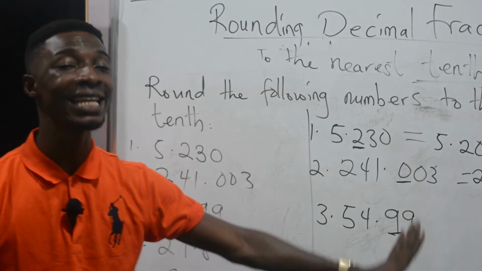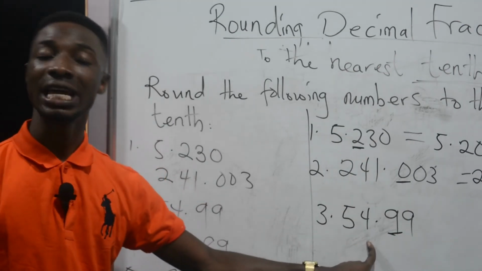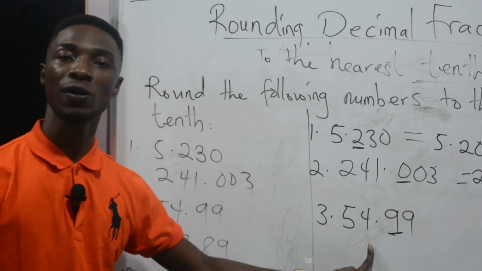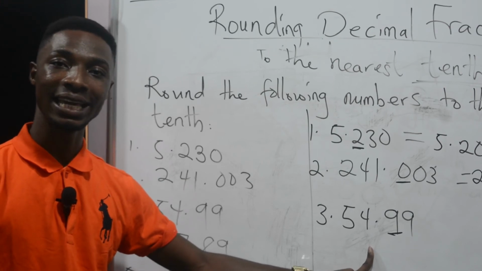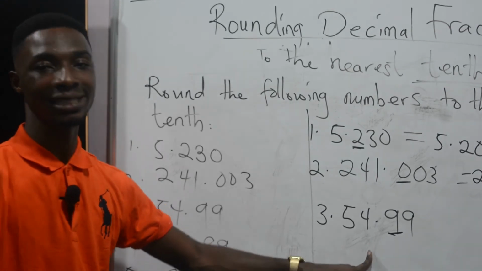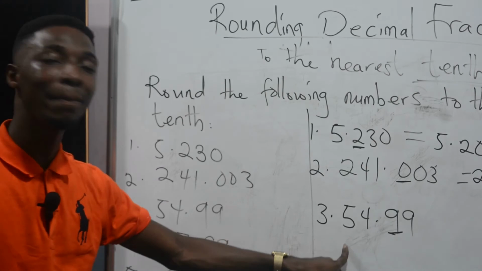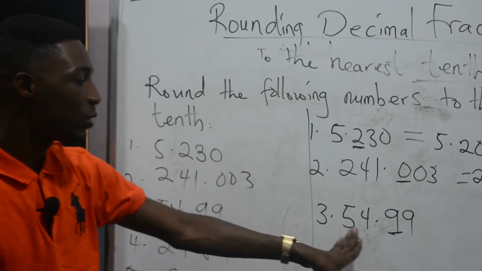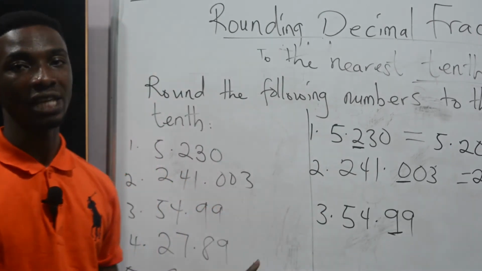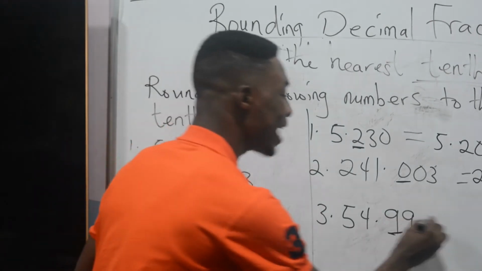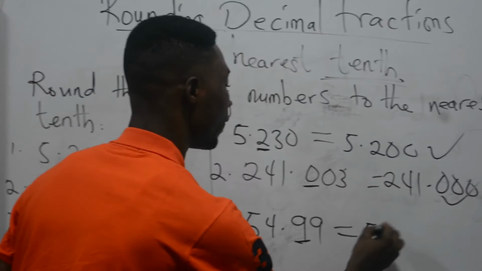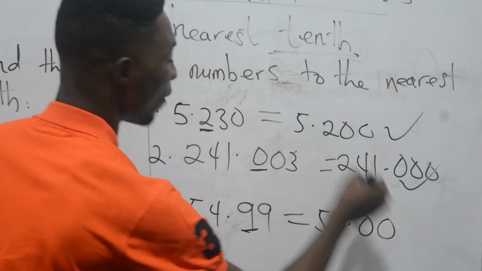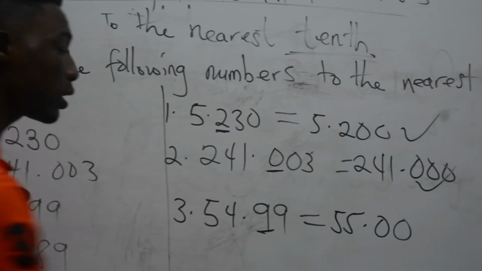So you have to send the 1 to the number just in front of the decimal point. Okay? You have to send the 1 just to the number in front of the decimal point. That is to the 4. Then you turn everything here to 0. And that gives us 55.00. Take note, it's not 54.10.